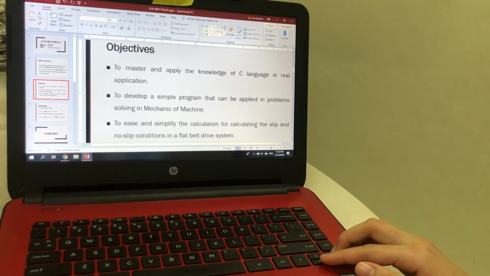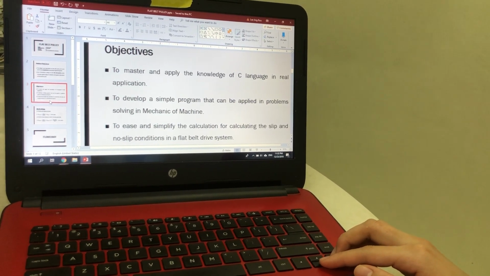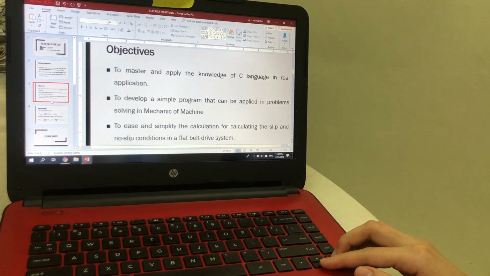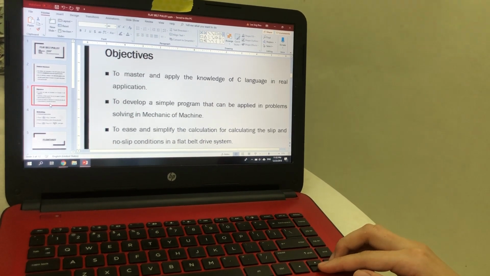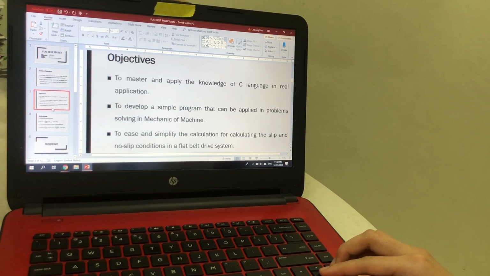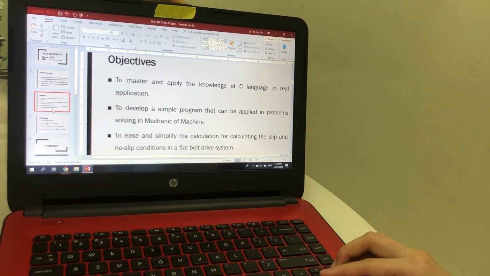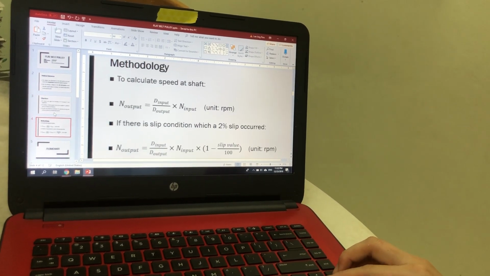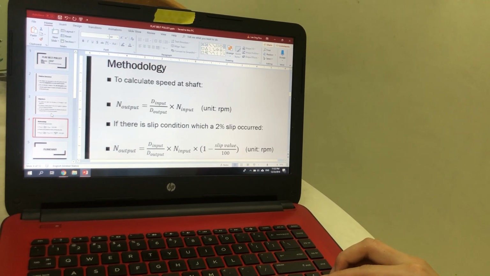My objective of conducting this project is to apply the knowledge of C language that we learned this semester and develop a small, simple program that can be applied in problem solving, especially in the topic of mechanics of machines. And the last one is to simplify the calculation for the non-slip and slip conditions in a flat belt drive system.